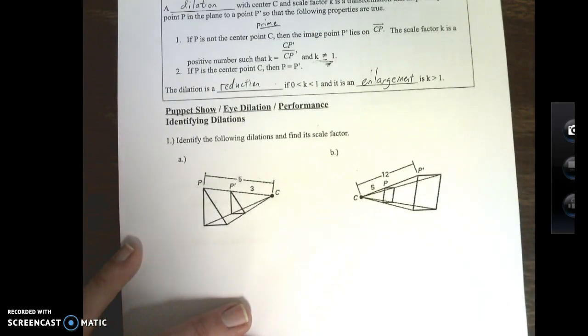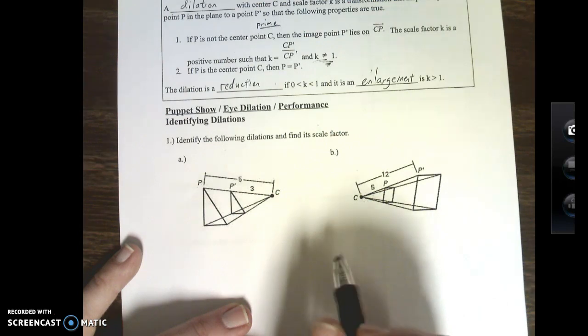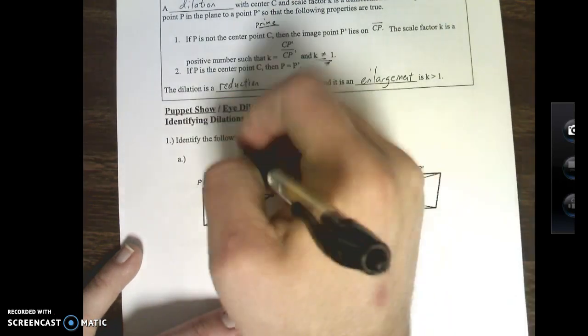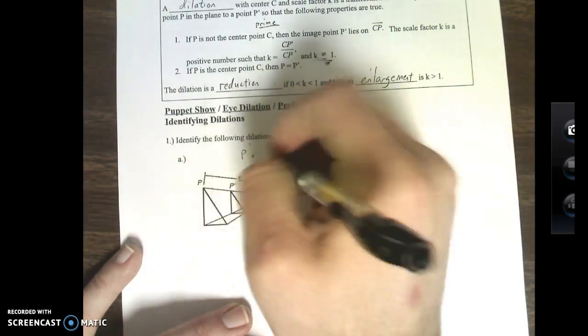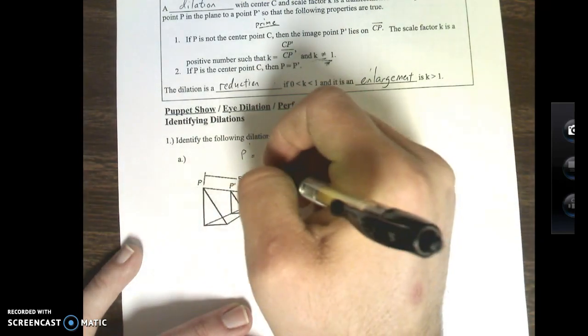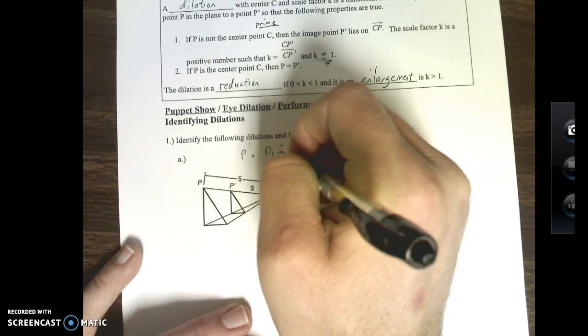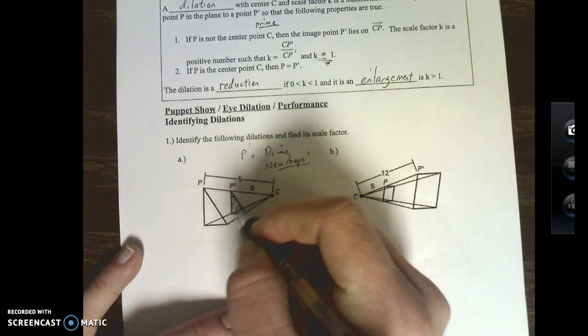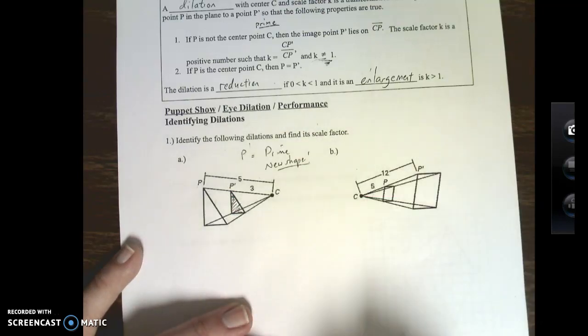So let's take a look here. Identify the following dilations and find the scale factor. Here's the hardest thing: the thing with the apostrophe. This P prime is known as your prime. This is the new shape, all right? The thing that I'm scribbling in is the new shape being formed.